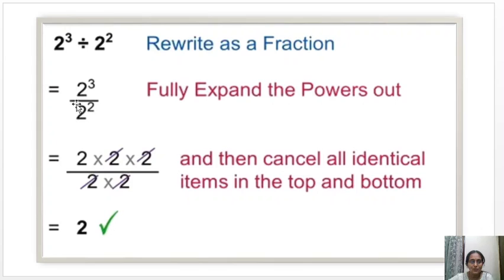Now you know the meaning of 2 power 3: 2 has to be multiplied 3 times. Here 2 power 2 means 2 has to be multiplied 2 times. Cancel 2 here, cancel 2 here, and you are left with 2. We get this by subtracting the powers: 2 to the power 1, since 3 minus 2 is 1.